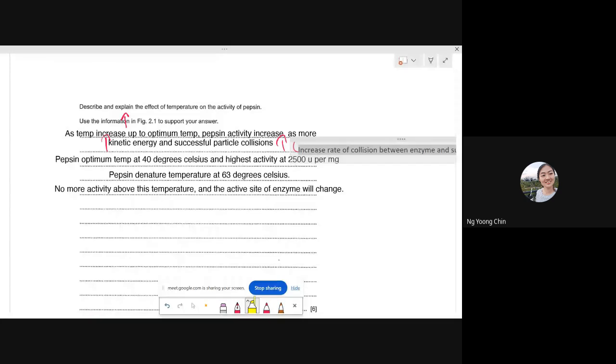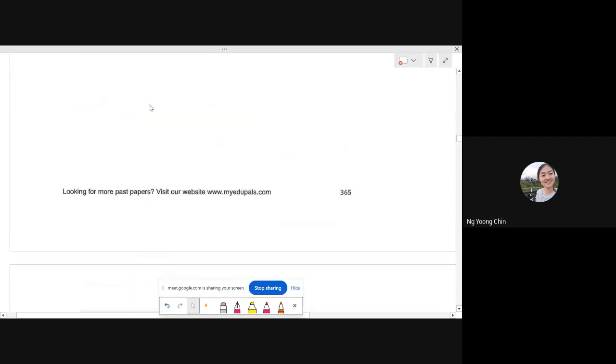You see this one. Describe and explain. This is a very common question coming out in the paper form. You need to describe and then you need to explain. Describe means that you need to describe the trend of the graph. Describe the trend of the graph means what? Describe like this. Describe the trend of the graph.